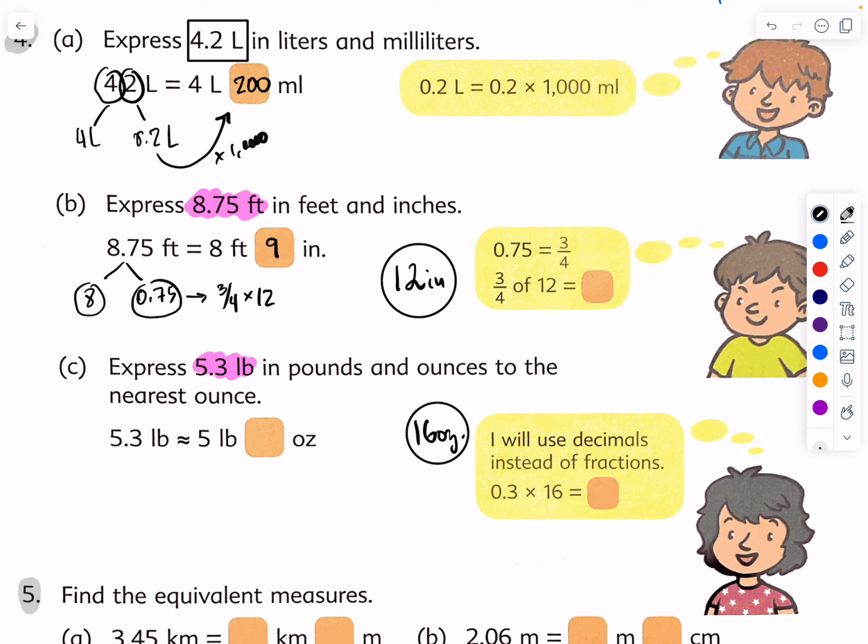Okay? Express 5.3 pounds in pounds and ounces. Again, we're breaking it into a whole, which is 5 pounds, and 0.3 of a pound. Now, this gets a little bit tricky. It's important to remember that 0.3 is actually 3/10. So think about, what is 3/10 of 16? Well, it's 1.6 taken 3 times, and that is 4.8, so we can just say 4.8 ounces right here.